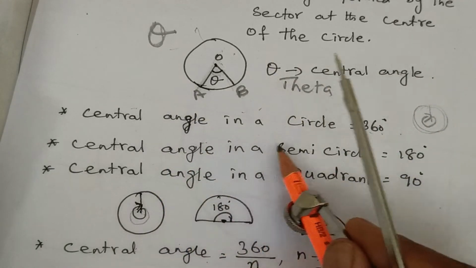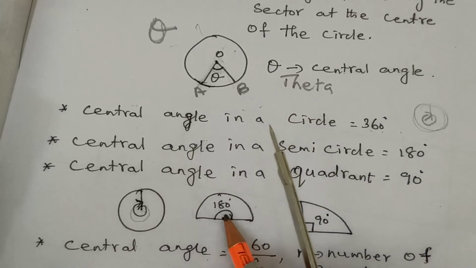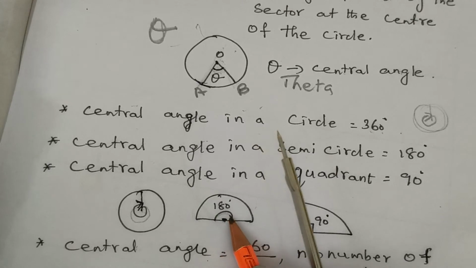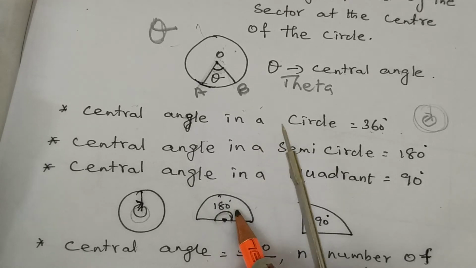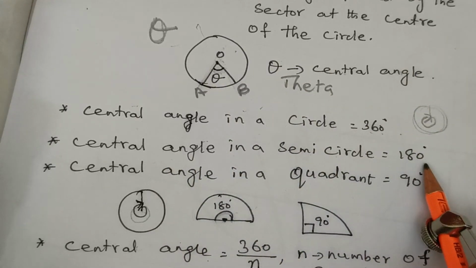Then central angle in a semicircle. Semicircle means half of a circle. This is the semicircle, half of a circle, and this is the center. So start from here, end here. What is it? It's nothing but a straight angle. How many degrees is this? 180 degrees. So the central angle in a semicircle is 180 degrees.